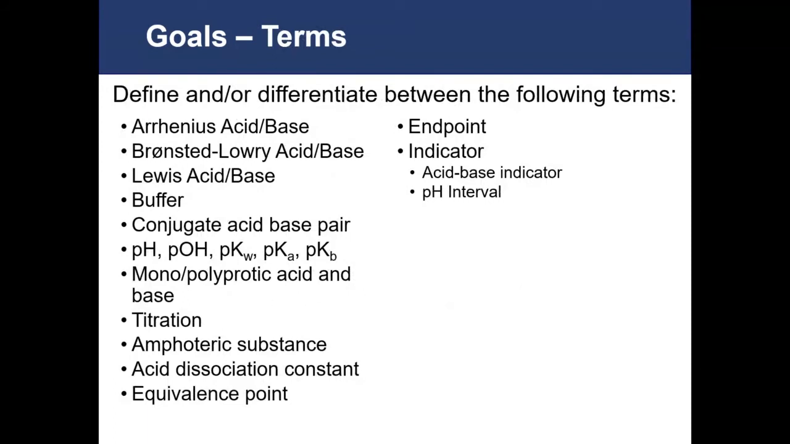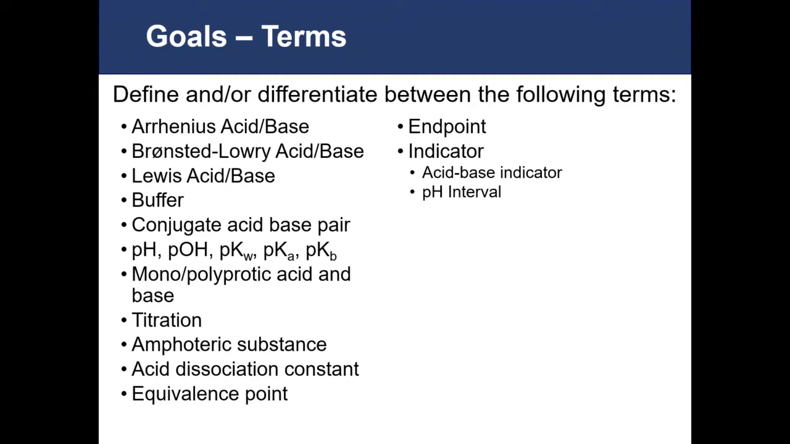The first three are the various definitions for acids and bases. The first is the Arrhenius acid-base definition. After that came the Bronsted-Lowry acid-base definition, and finally the Lewis acid and base system. So you need to know how they are defined and be able to differentiate between them.